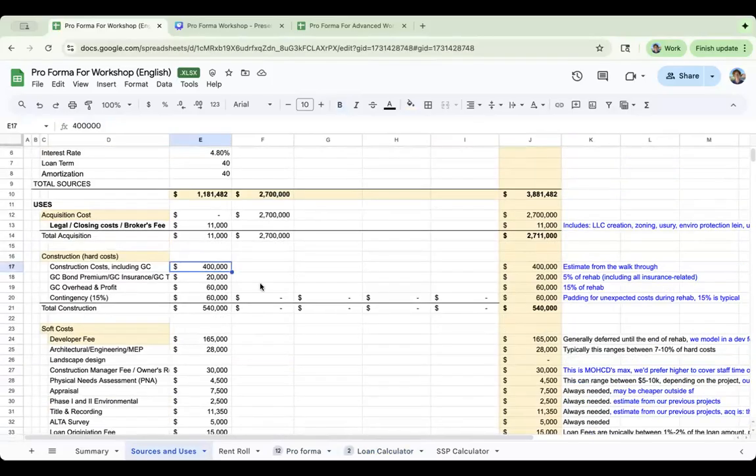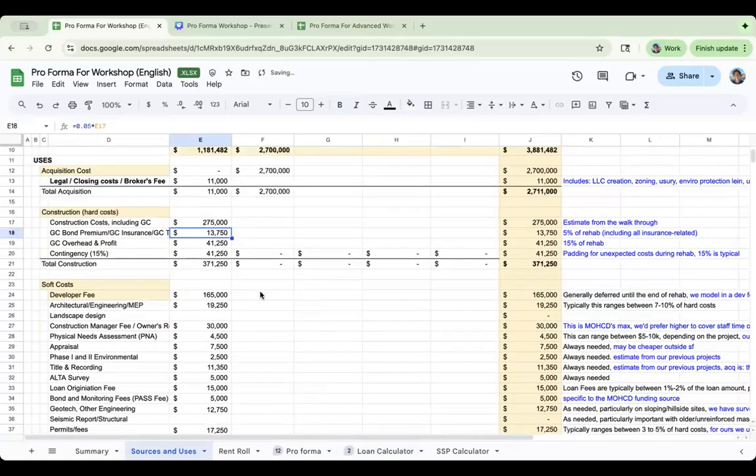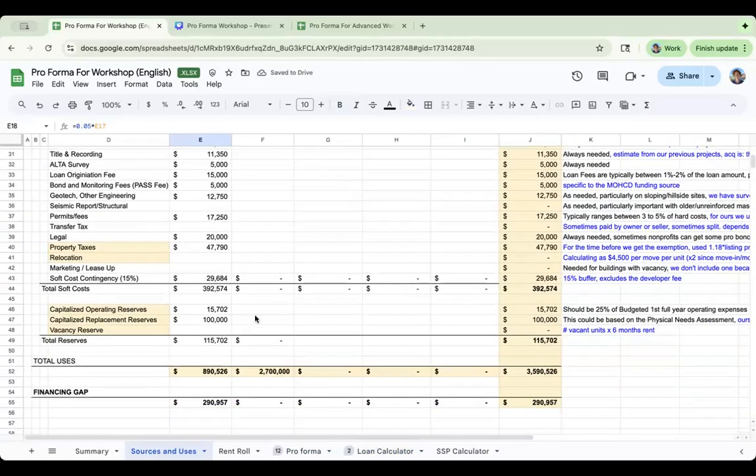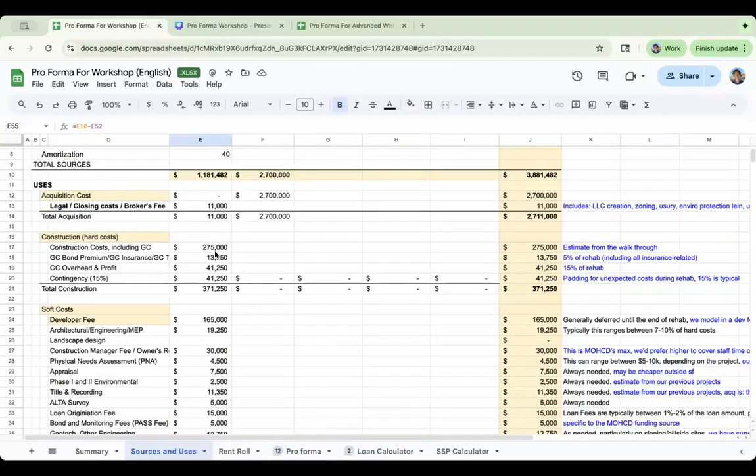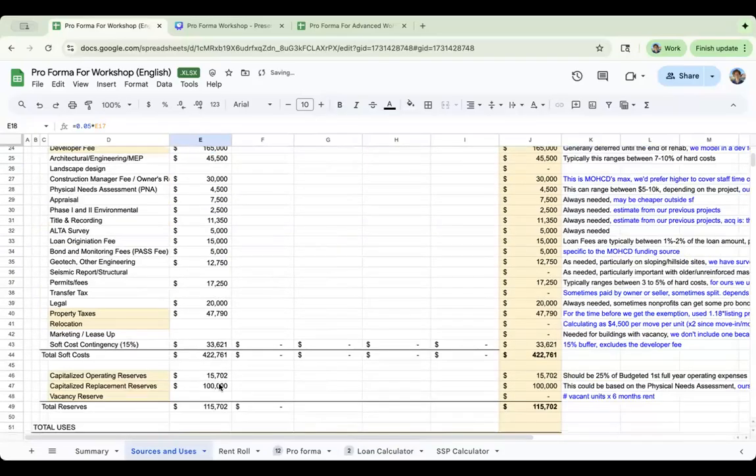And because I made up this number to begin with, I could reduce it. Obviously, this is not what you would do in real life. And then our financing gap. Oh, I see. It's positive. Never mind. Okay. So there is no financing gap on this project. But say this was higher, then we would have a gap.